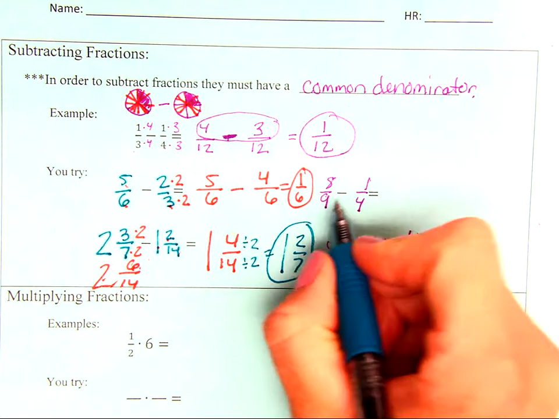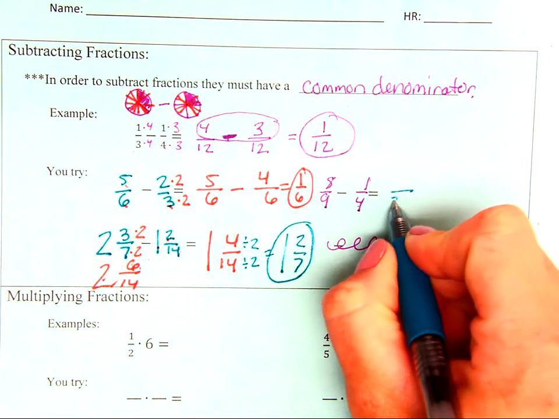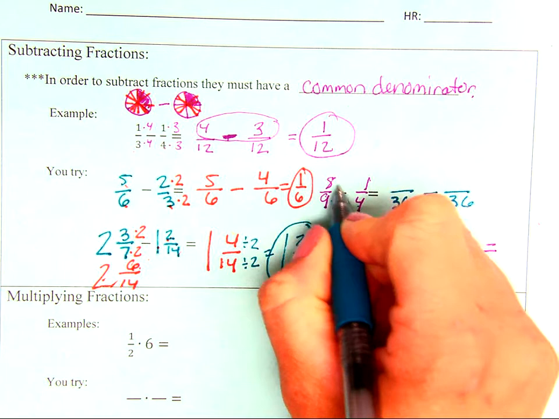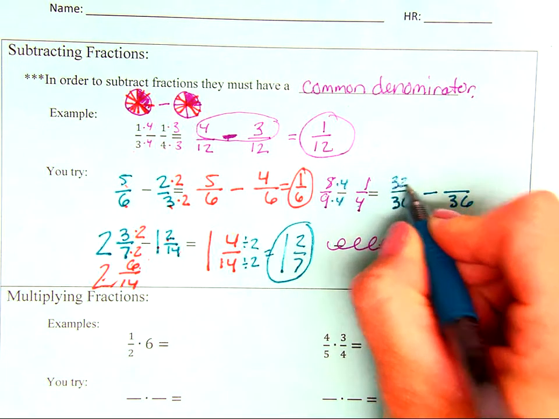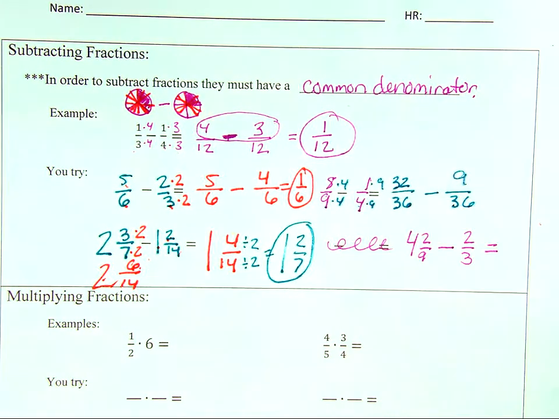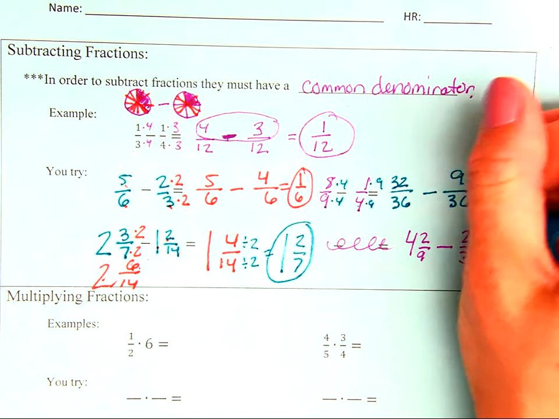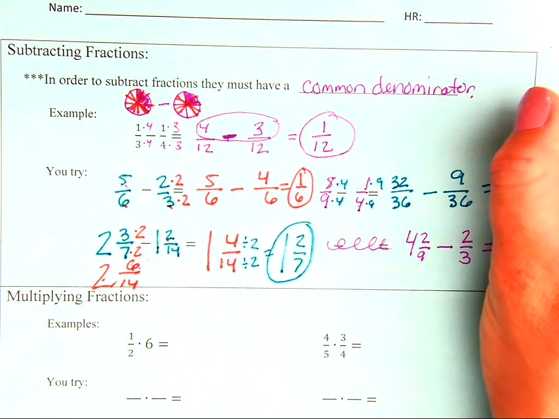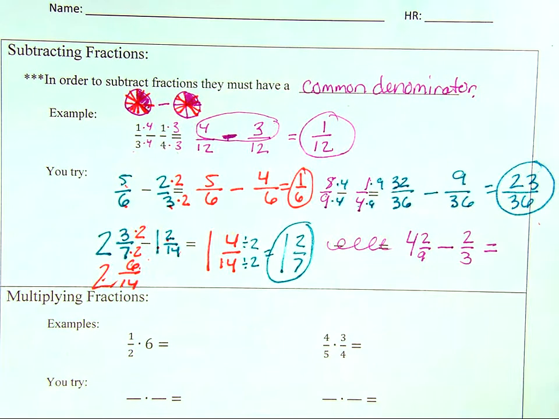All right, so 9 and 4, I'm going to use a common denominator of 36, which gives me 32/36 for the first one, 9/36 for the second one. 32 subtract 9 gives me 23 over 36. 23 is a prime number, so we can't reduce that. 23 can't be divided by anything but 1 and 23. So we are good there.